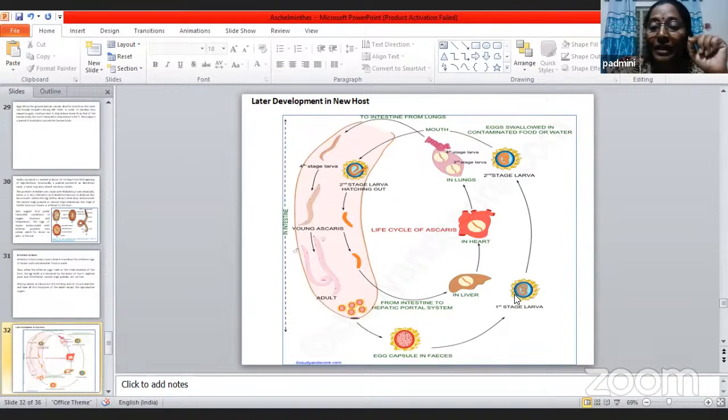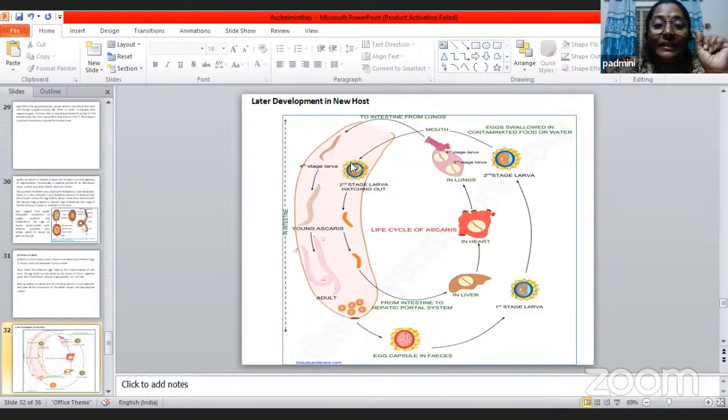This first stage larva again grows to form a second stage larva. And this second stage larva is the infective stage, the one that is going to infect humans once again. So what happens? This second stage larva goes into the mouth of the human and reaches the intestine.